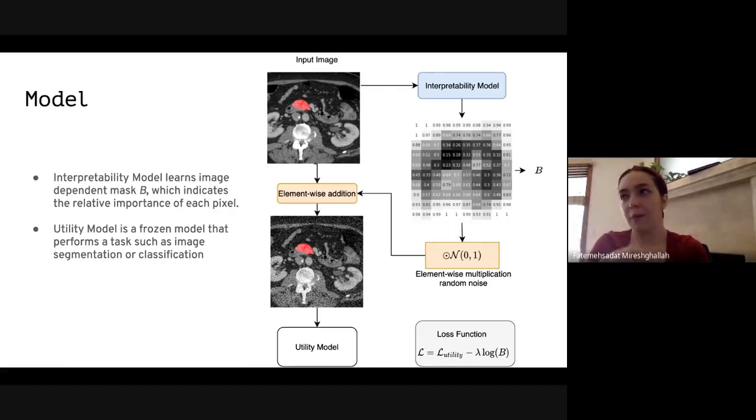So we have this pipeline. And what we're trying to train is only the scale tensor and the interpretability model here. So we're freezing the utility model. We assume that there is this segmentation model and we're trying to figure out how it works, right? So that's frozen and we're only training the interpretability and the scales model. What we're hoping to see is that this noise works like a reinforcement learning thing, where you're increasing and decreasing the importance of different parts of the image to figure out what parts are important.